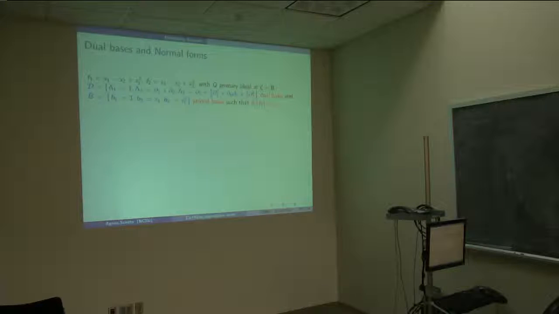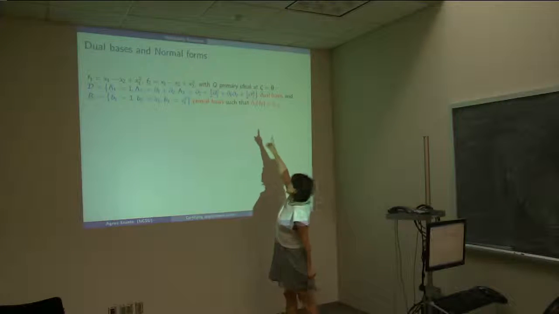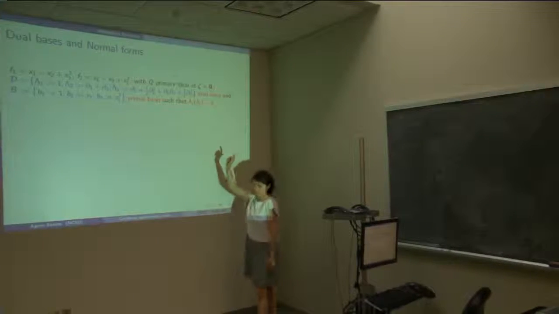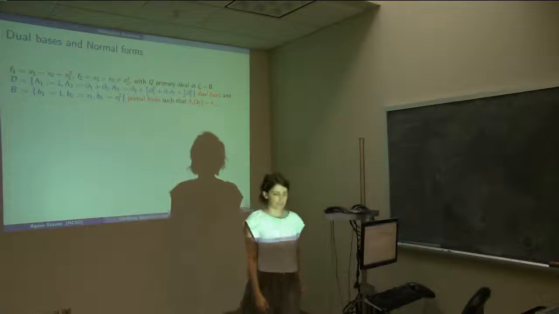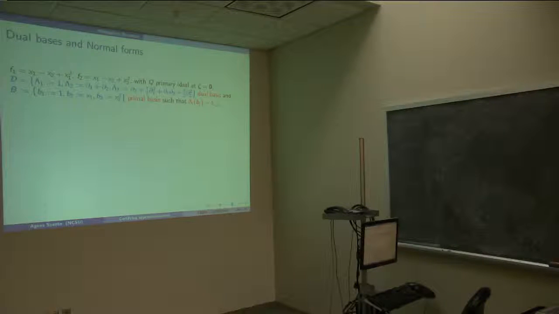So the main idea is that if you had the dual basis, then the dual basis is as good as a Gröbner basis, basically. So this is what I will show you. Here we have again the same example, the same system, and you are interested in the primary ideal at 0. And we don't have a Gröbner basis, we don't know anything about it.